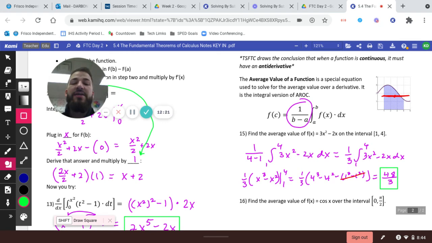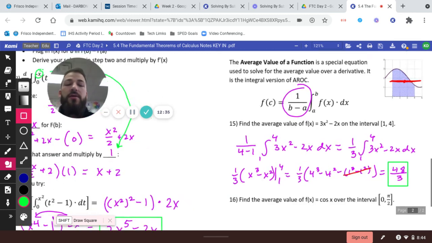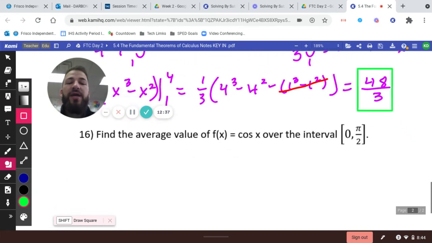Average rate of change is if you have the original function and you want to find the average rate of change on the derivative. Average value is if you have that derivative and you want to find the average on that derivative or on that function. Okay, so let's look at one more example with trig.